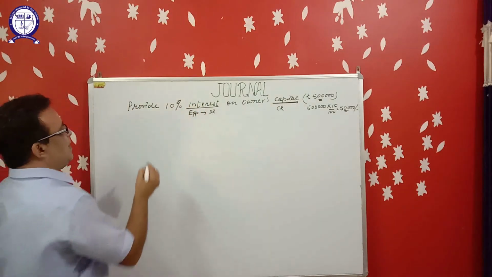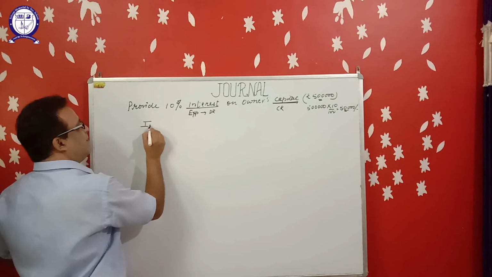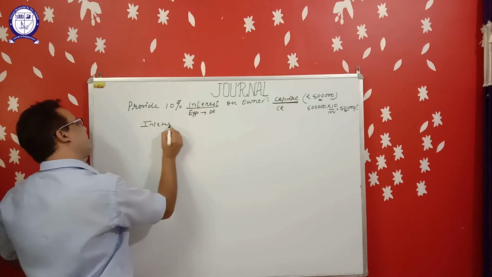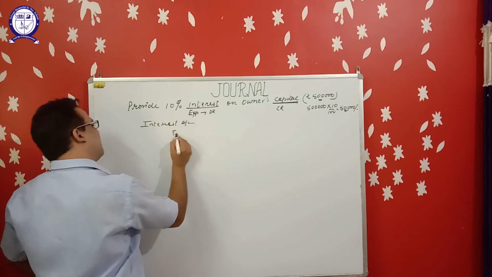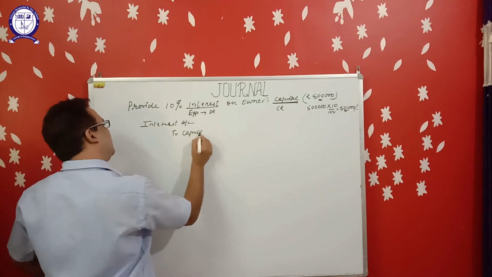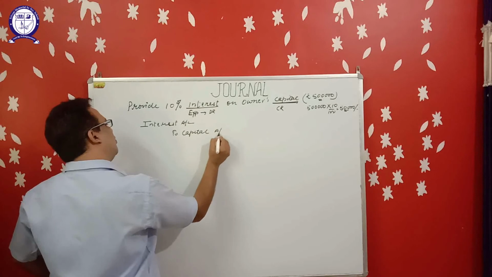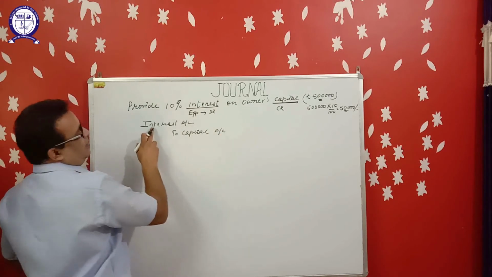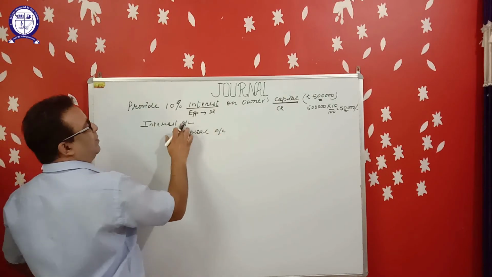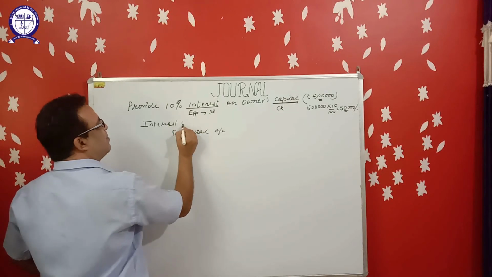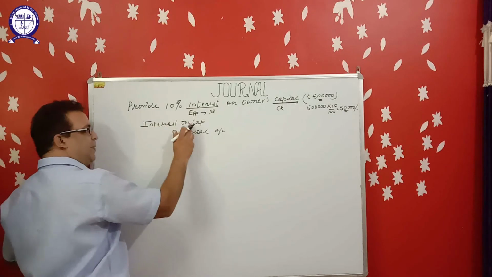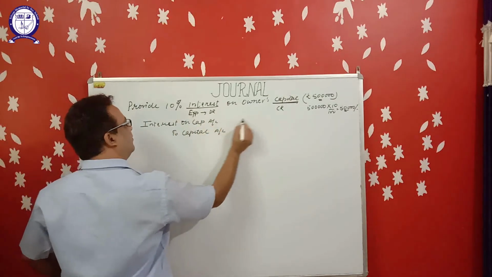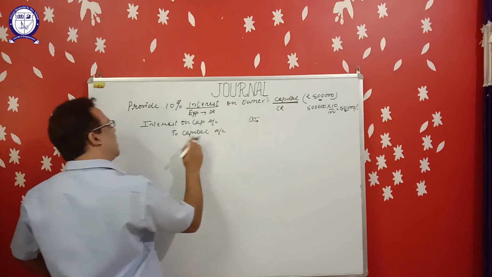The journal entry will be interest account debit to capital account. Now we have to show that this interest is paid on capital. So the name of interest is interest on capital. That's why interest on capital account is debited here to capital account.